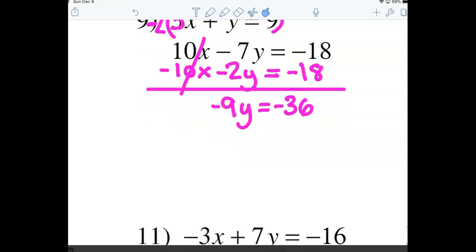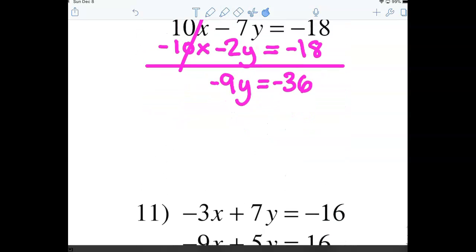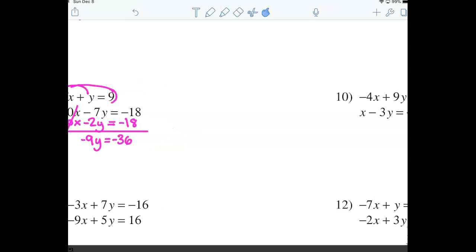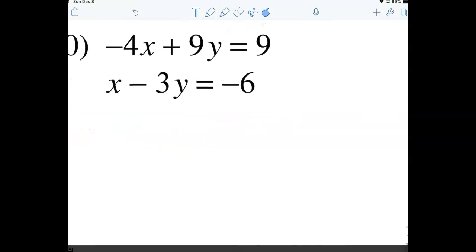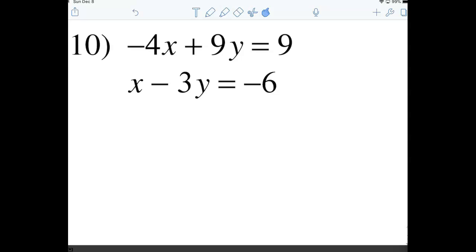Okay. So, here. The x's don't match. The y's don't match. I need them to match.